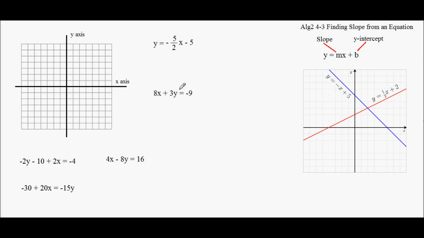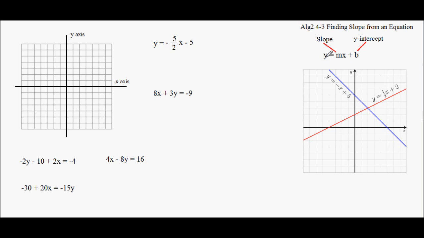Okay, here we go again. Algebra 2, lesson 4-3, finding slope from an equation. This is Paladin Academy, John Lundquist. And we're going to use the equation and we're going to use the slope-intercept form of a line.